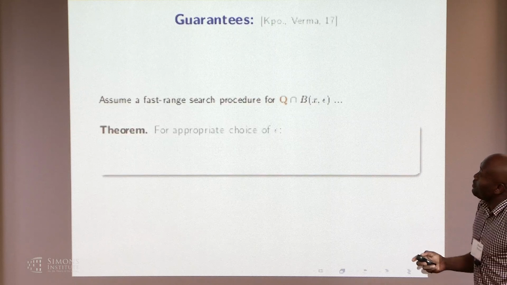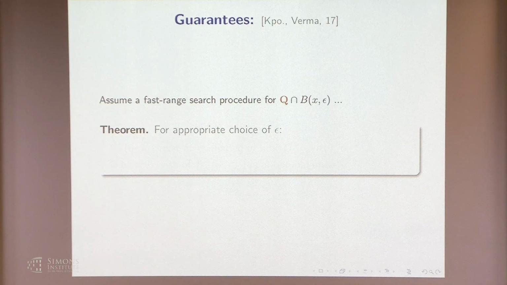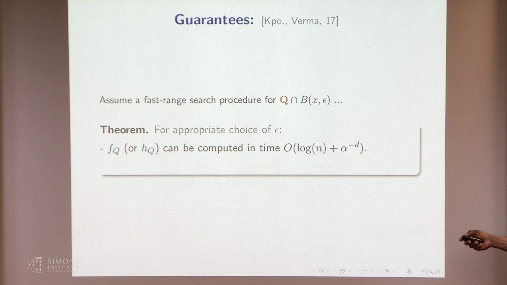So the guarantees are as follows. Assume a black box fast range search procedure. For an appropriate choice of epsilon, first, we have that FQ or HQ, whether we're doing regression or classification, can be computed in time order log n plus alpha minus t. The order log n is the time to find a Q that is close to X, and then find all the Qs that are in the ball afterwards. And in fact, what you have here is sort of the aspect ratio of the quantization set. And that aspect ratio can be shown to be of the right order since the quantizers are far from each other.